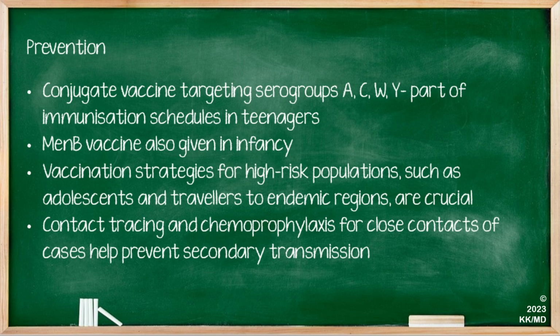Neisseria meningitidis prevention is part of the National Vaccination Schedule. There is a conjugate vaccine targeting serogroups A, C, W, Y, which is part of the immunisation schedule for teenagers, and meningitis B vaccine is also given in infancy. Vaccination strategies for high-risk populations, such as adolescents and travellers to endemic regions, are crucial, and contact tracing and chemoprophylaxis for close contacts of cases help to prevent secondary transmission.